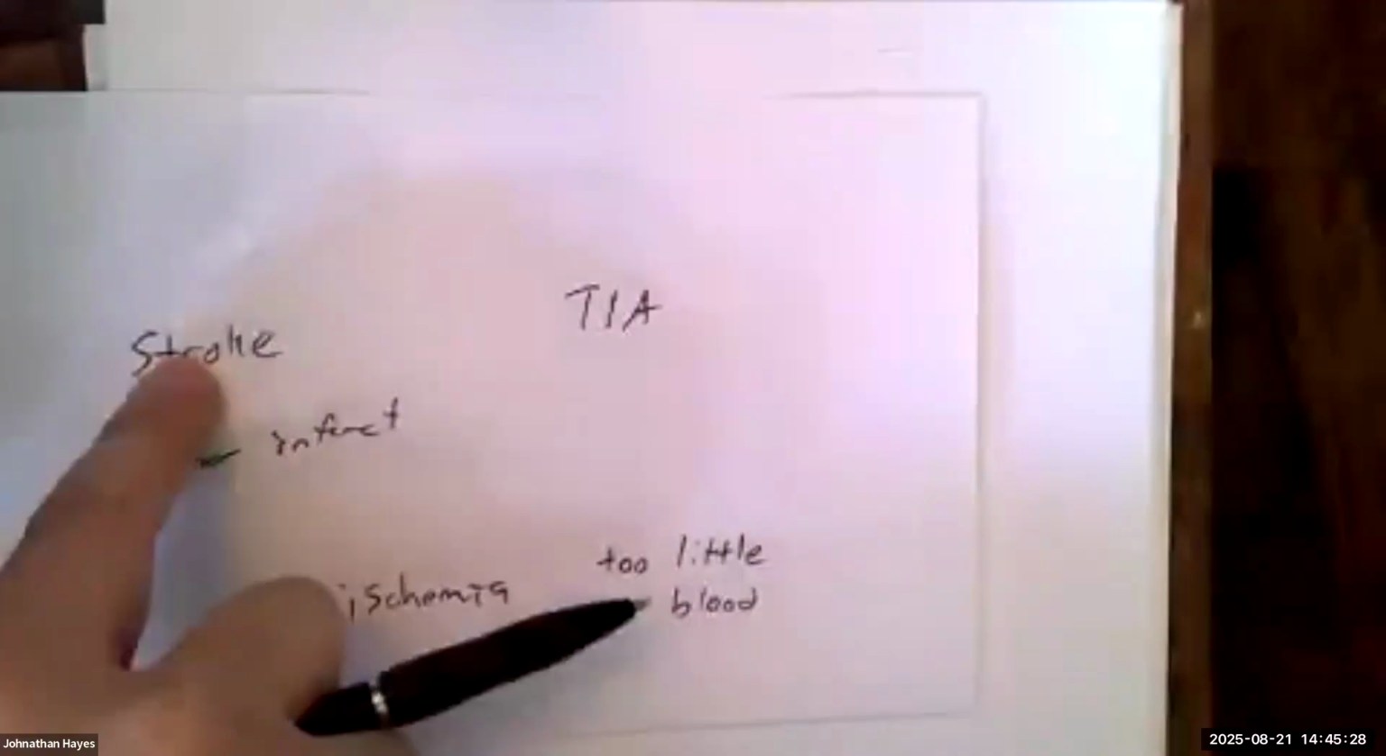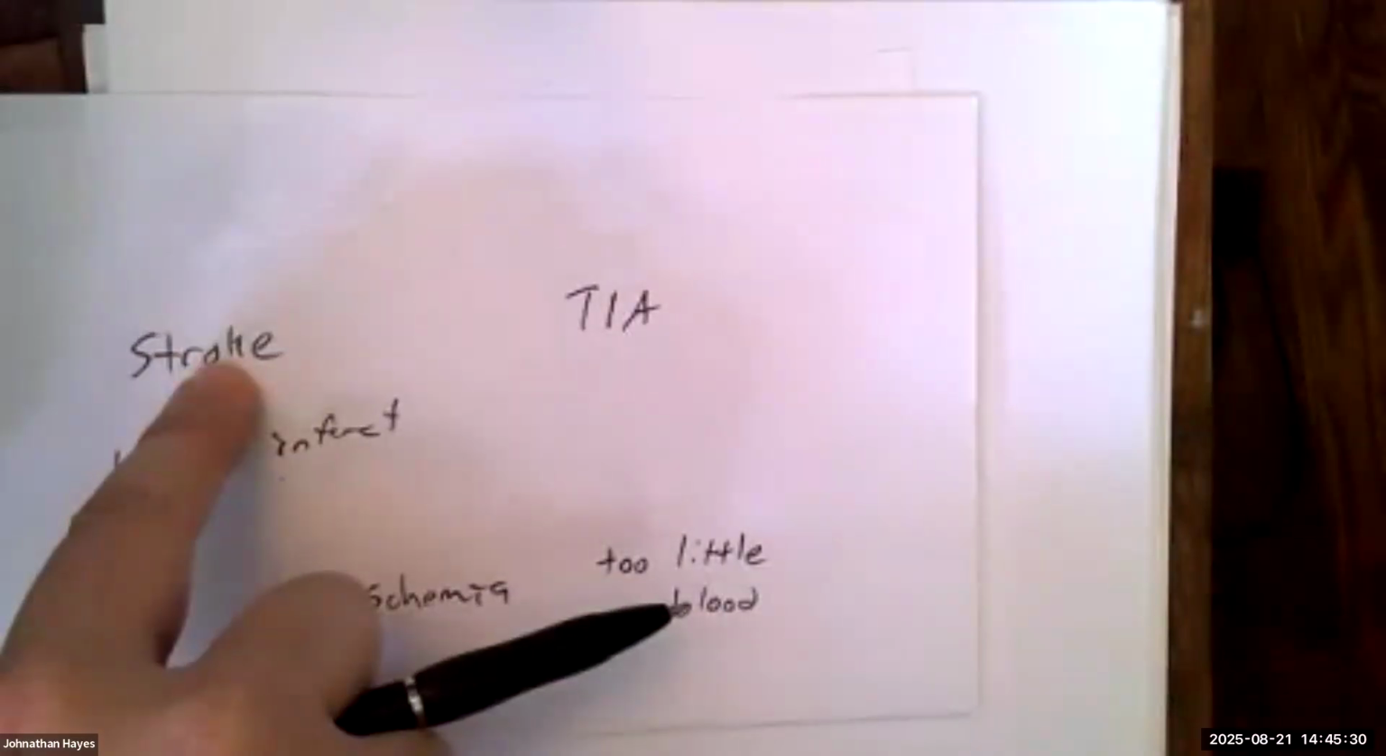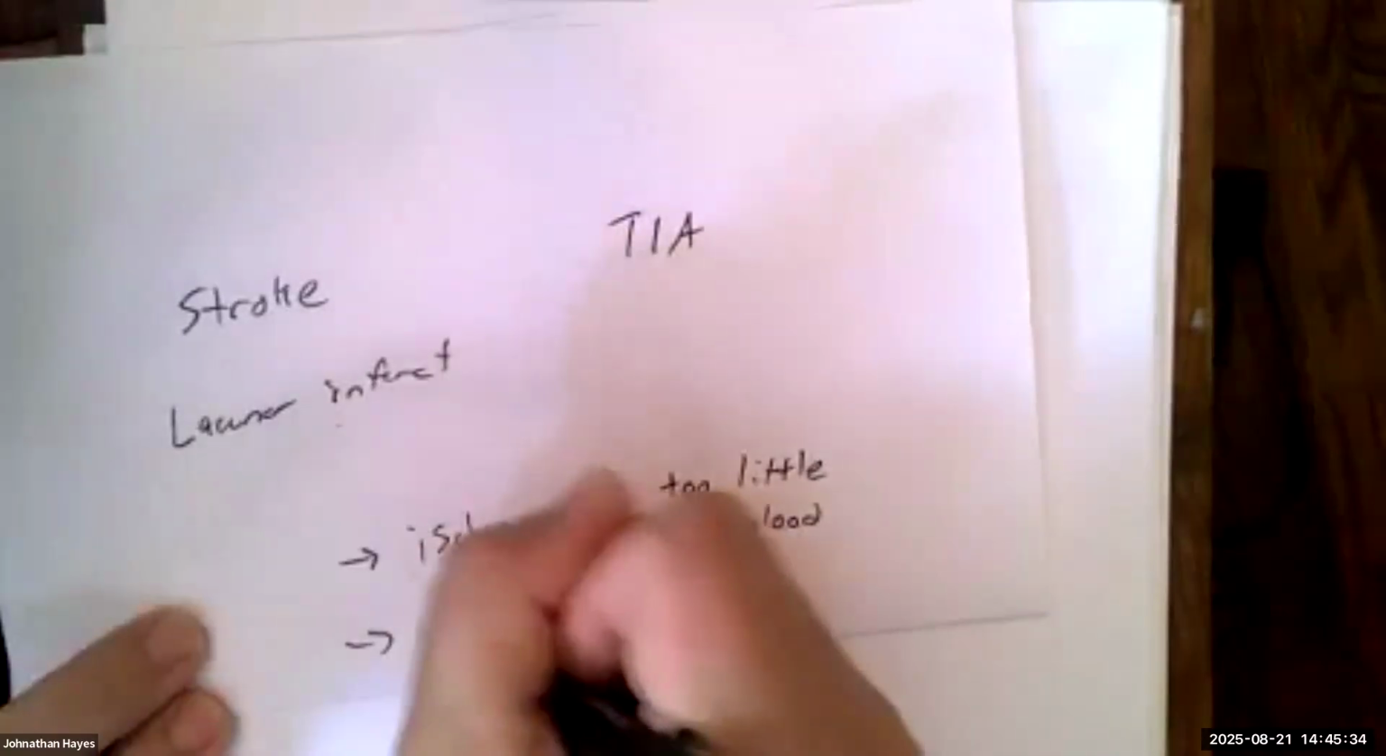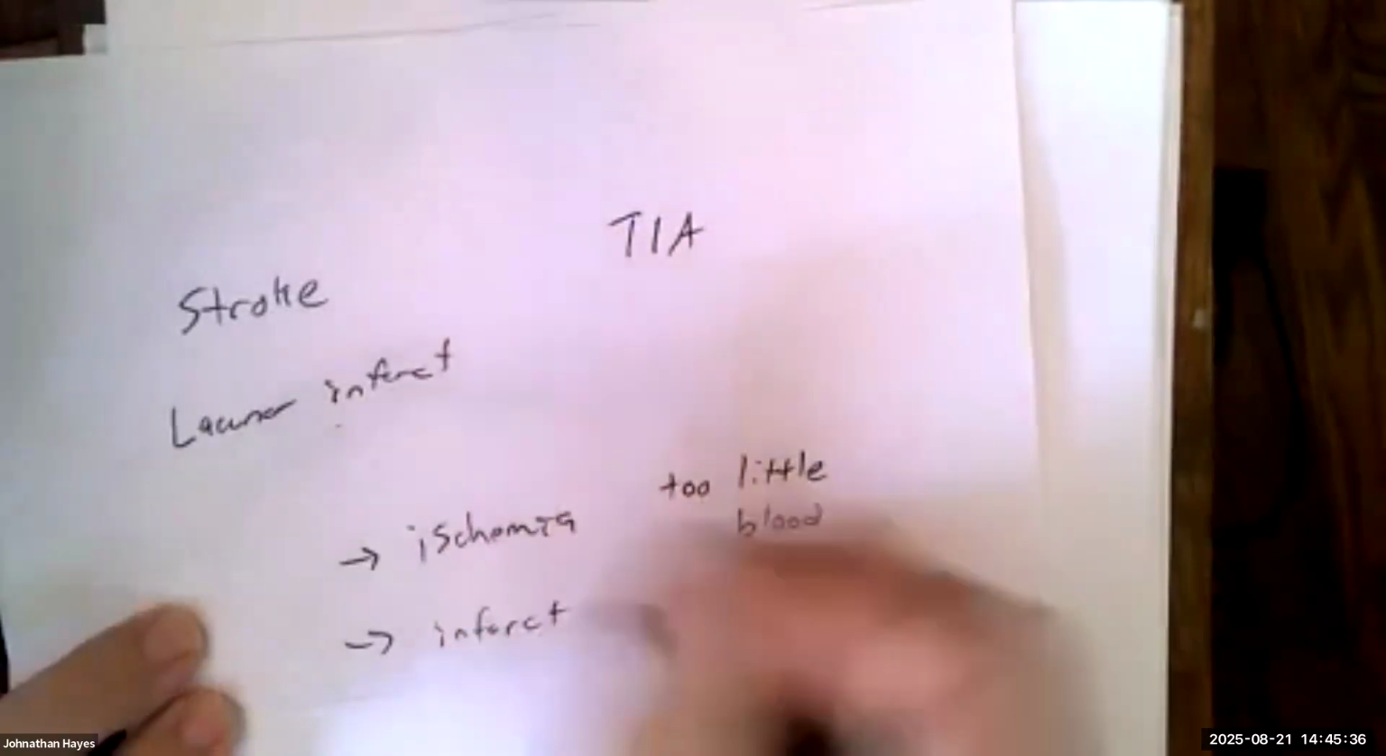If it's a stroke, it's a full-on infarct, right? A stroke is an infarct of brain tissue. So the difference between the word ischemia versus infarct is an infarct is prolonged ischemia and tissue damage occurred, like permanent tissue damage occurred.